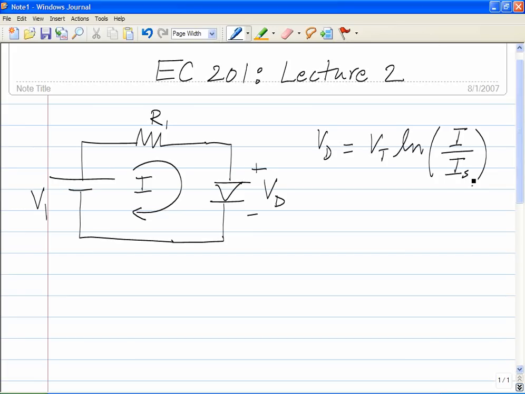Now, given that Vd is of this nature, we can write Kirchhoff's current law in the loop and conclude that V1 is IR1 plus Vd, which happens to be Vt ln I over Is. This is what we did. This is clearly a nonlinear equation in I. And to find I, what would we have to do? You solve it. If you can approximate it, well and good. Otherwise, you take it to a computer.